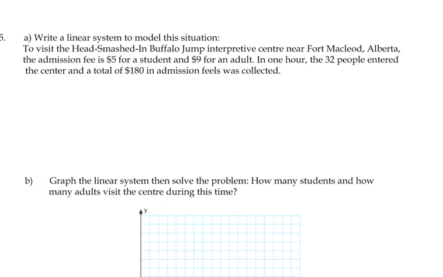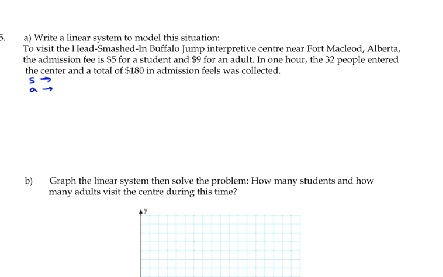To visit the Head Smashed In Buffalo Jump Interpretive Center near Fort Macleod, Alberta, the admission fee is $5 for students and $9 for adults. In 1 hour, 32 people entered the center and a total of $180 in admissions was collected. What are the 2 variables? What are the 2 unknowns in this situation? Students. What about students and adults?